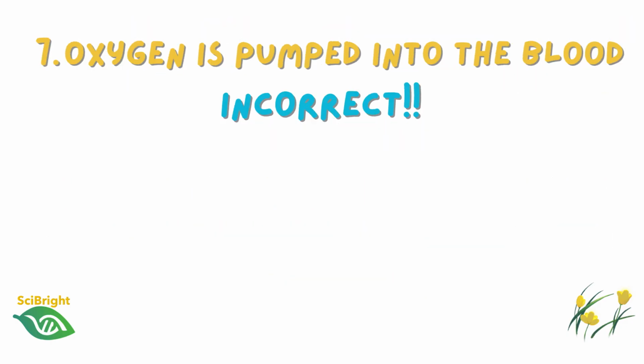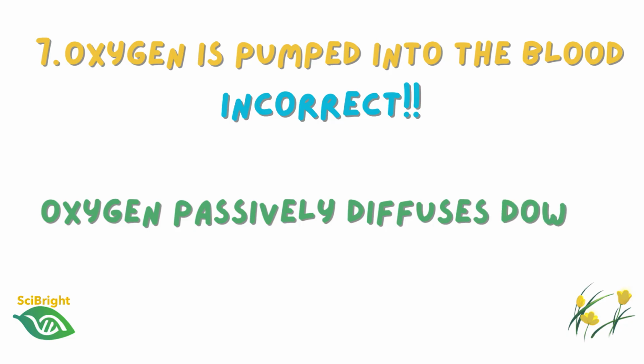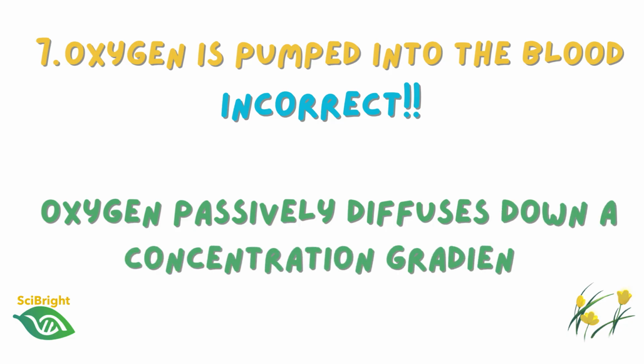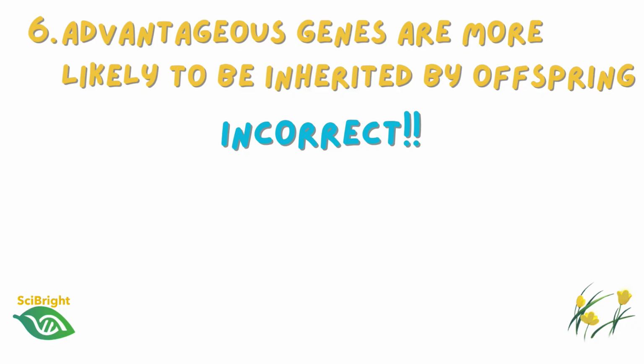Top error number 7 is oxygen is pumped into the blood. Now, students naturally want to use the word pump because the heart acts to pump blood around the body. But to say that oxygen is pumped suggests that there is an active process happening using energy from ATP, and this is scientifically inaccurate. Oxygen diffuses passively down a concentration gradient.